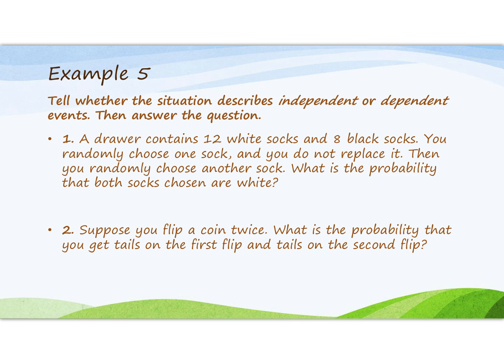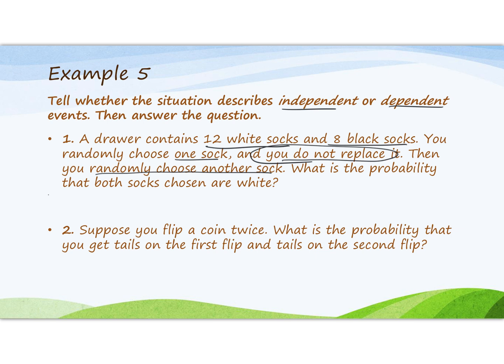So again, I come here. First, I got to decide if it's independent or dependent, and then I got to answer the question. So it says a drawer contains 12 white socks and 8 black socks. You randomly choose one sock. You do not replace it. And then you randomly choose another sock. So what is the probability that both socks are white?